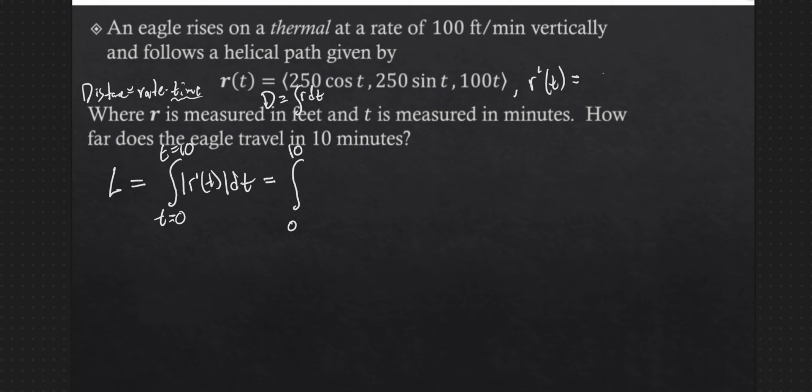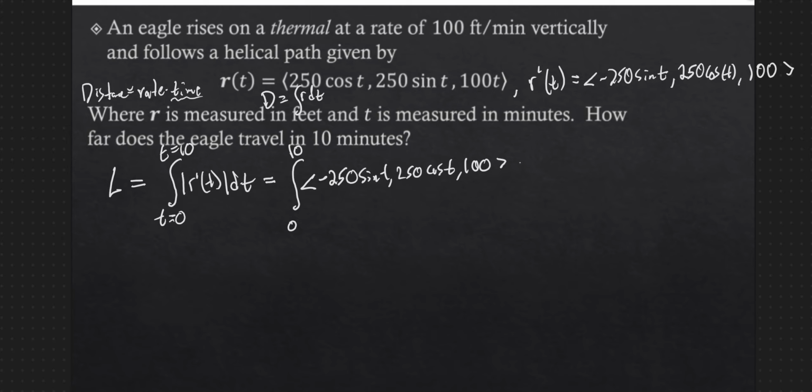So we're differentiating this. Cosine goes to minus sine, so this is minus 250 sine t. Sine goes to cosine, so this is 250 cosine t. And 100t goes to 100. Notice that the rate at which it's moving vertically is constant, right? Constant 100 feet per minute vertically. Okay, so that's what we're integrating with respect to time. So I'll just go ahead and plop this here: minus 250 sine t, 250 cosine t, 100. I'll give you a chance to calculate this yourself if you haven't.